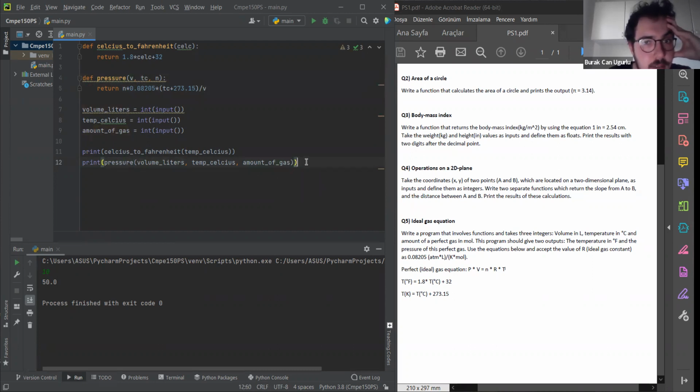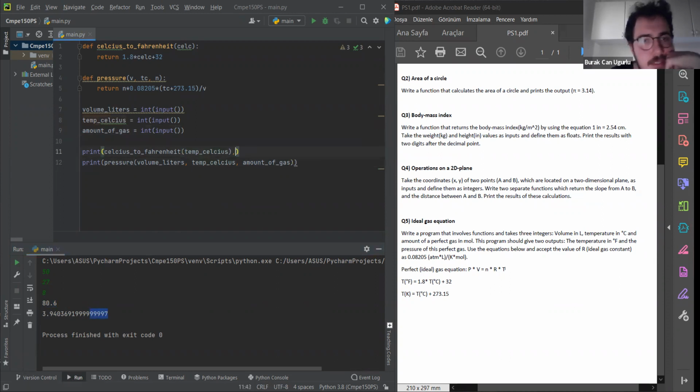So let us continue and run this. I think there are no mistakes here. Okay. So we should first write the liter input, for example, as 50. Then the temperature Celsius as 27, and the amount of gas can be written as 8. And the values we are taking are the temperature in Fahrenheit and the pressure in atm. So we can also add these units.